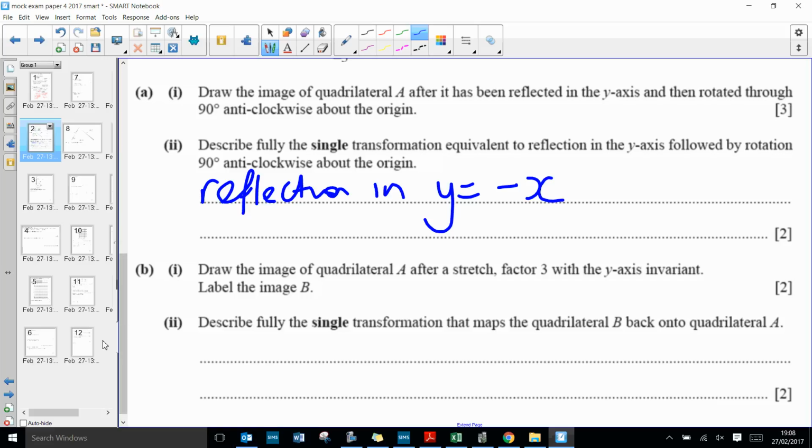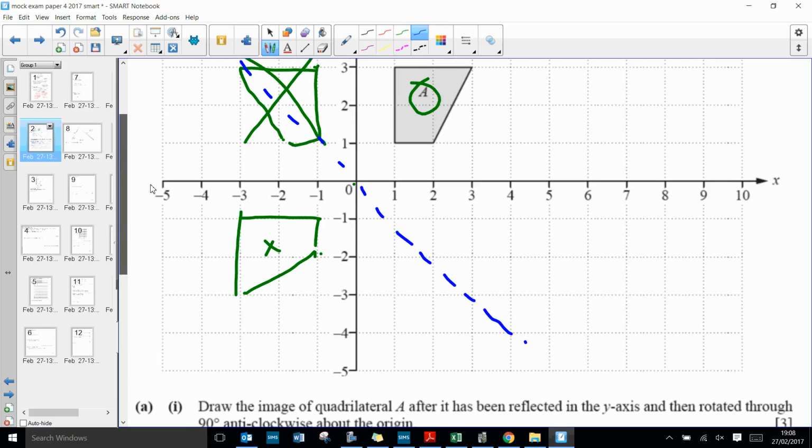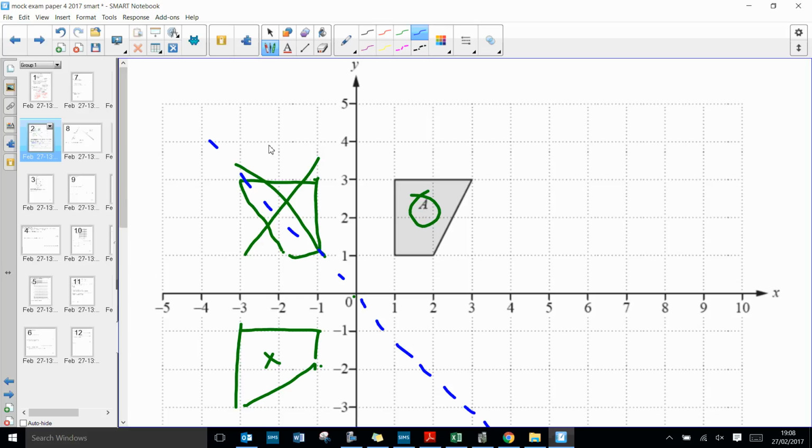Draw the image of the quadrilateral A after a stretch scale factor of 3 with y-axis invariant. So I'll keep my blue pen. So if the y-axis is invariant, it means that the only thing happening is a stretch in this direction. It doesn't get any wider, and it's a scale factor of 3.